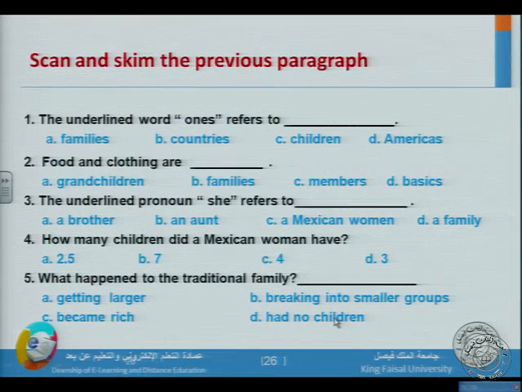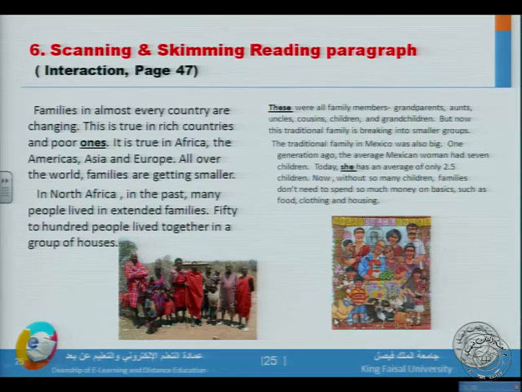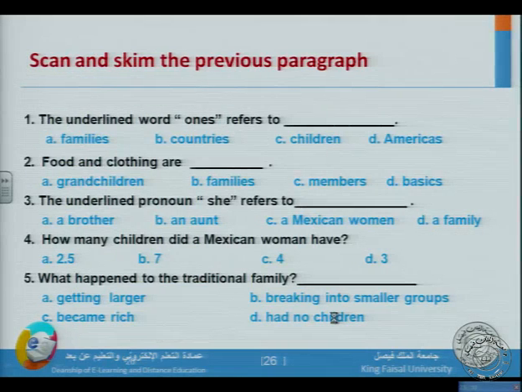Here we have a group of questions. I'm going to answer them quickly, so please pay attention and do it at home and try to memorize all the vocabulary I have provided you with. The underlined word once, if we go back right here, actually refers to countries. So we put a circle around countries. Food and clothing are basics, the most important things. The underlined pronoun she refers to a Mexican woman.